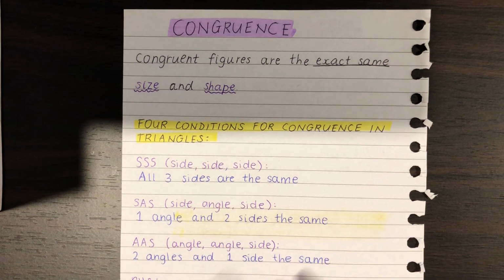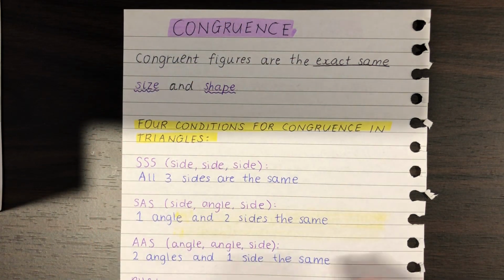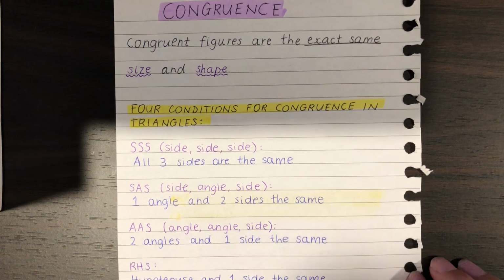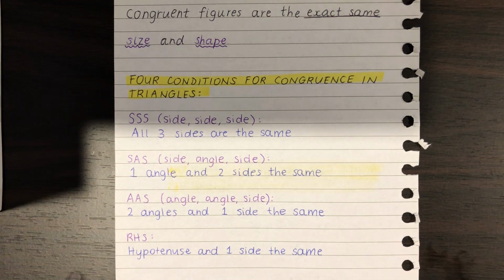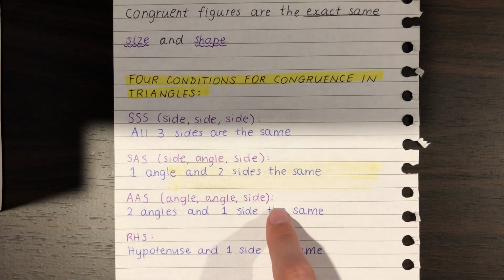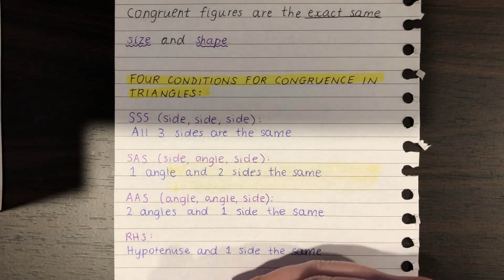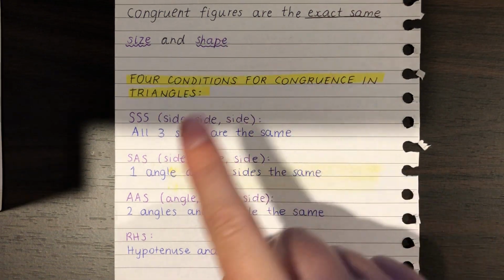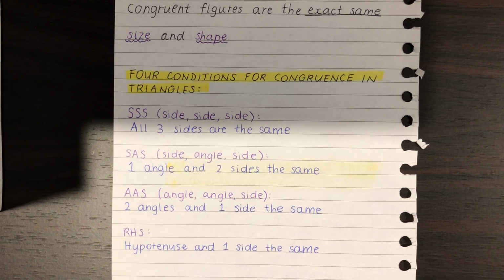Now, when you test for congruence in triangles, there are 4 different conditions. As long as one of them fits the triangles that you're testing, then you can say that that pair of triangles is congruent. Two triangles don't need to fit every single one of them. You just find one of them that the pair of triangles can fit. So there are 4 different conditions.